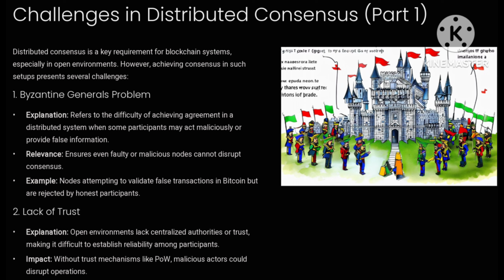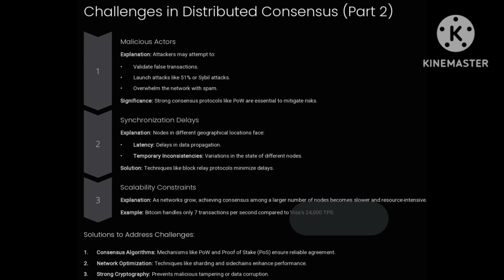Lack of trust. In open environments, participants don't know or trust each other. This makes it hard to establish a reliable system. Without mechanisms like proof of work (PoW), attackers could easily undermine the network. Slide 3. Challenges in distributed consensus. Part 2. Malicious actors. These are participants who deliberately try to disrupt the network. They might validate invalid transactions, launch attacks like the 51% attack, where they gain control of over half the network's computational power, or flood the network with false data to slow it down.